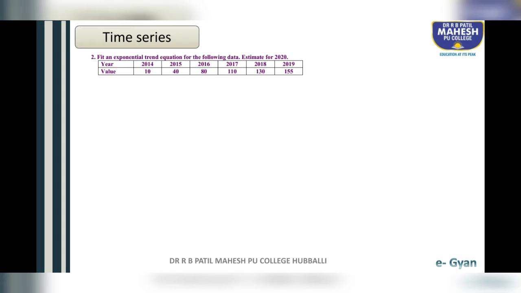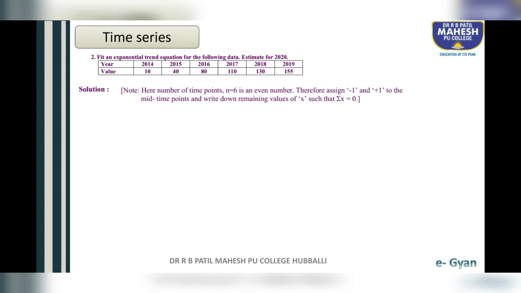Students, in the question, first we have to fit the exponential trend equation. After fitting the exponential trend, this means we have to find the log A and log B values with the help of the formula. We know the formulas of log A and log B. With the help of those, we are going to find the values of log A and log B. After finding log A and log B, next we have to estimate the value for the year 2020. Up to 2019 the value is 155, so next we have to estimate the 2020 value. That is the second question.